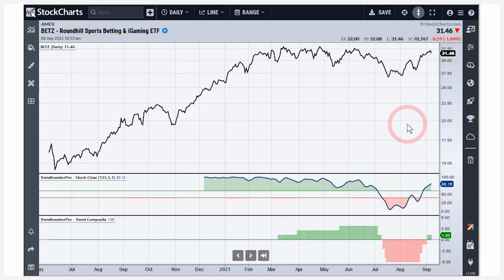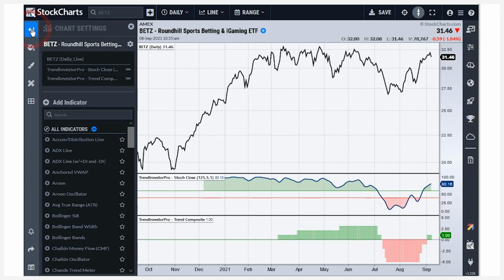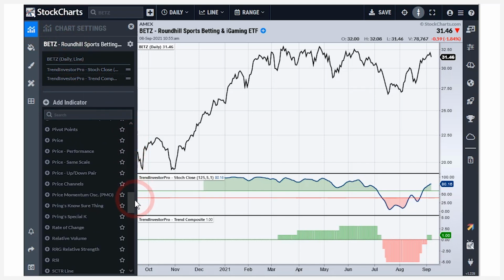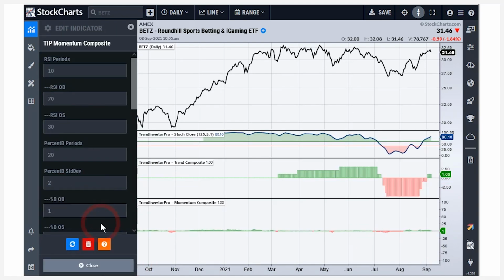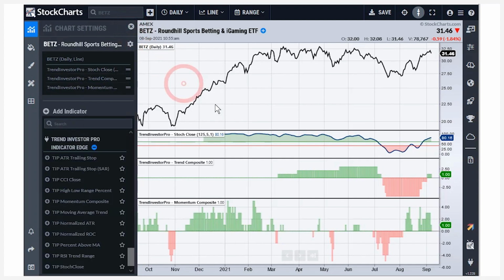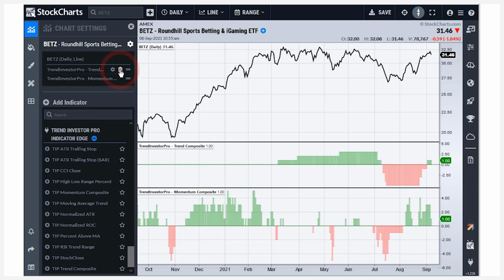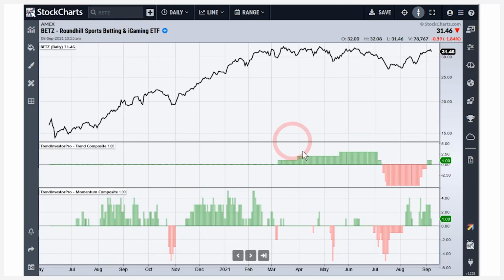Now, if you're looking to time this a little more, though, you could use the momentum composite to wait for an oversold condition after this uptrend has signaled. So if we click on the icon at the top left to open the chart settings, and then I'm going to scroll down on the left-hand side, and I'm going to choose the momentum composite. And what this does is it measures overbought and oversold conditions within the bigger uptrend, downtrend. So I'm going to go ahead and remove Stoke Close so we get a little more detail here.